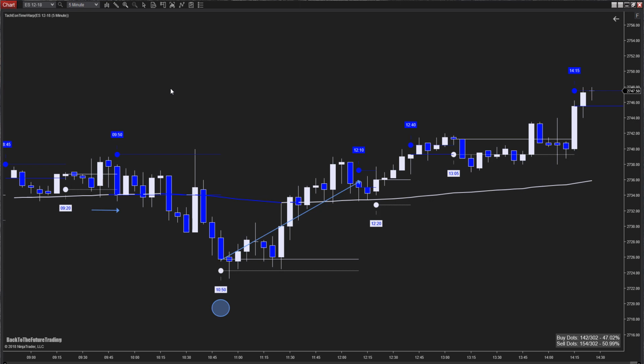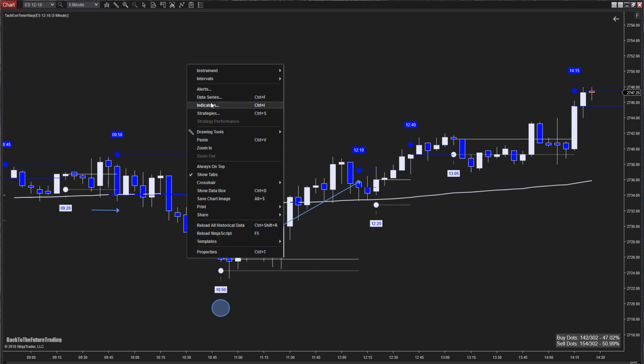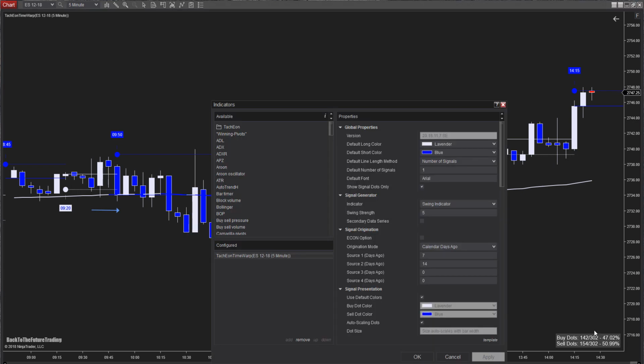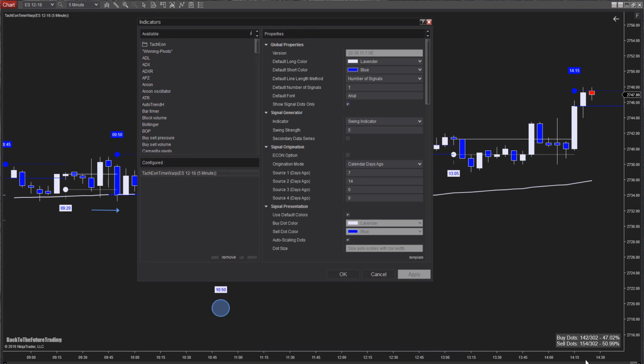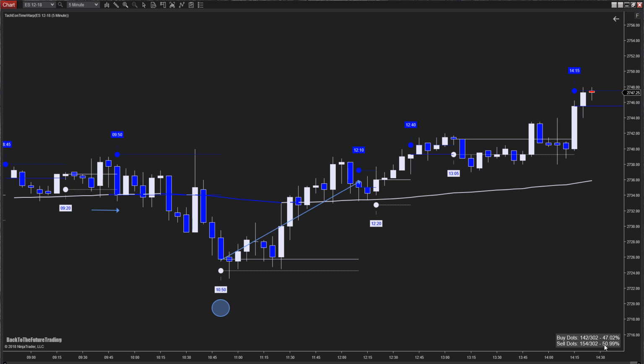Everything on here is strictly a buy or a sell. And we're measuring not only how frequently, but how consistently the market is reacting around each of those buys and sells.